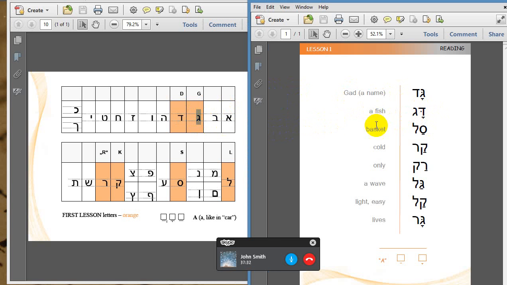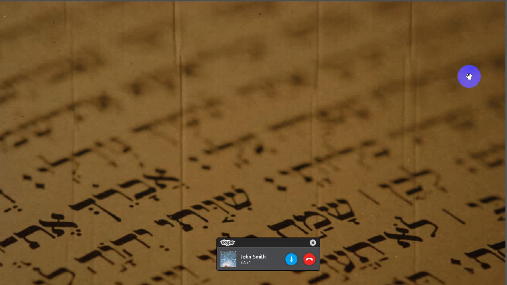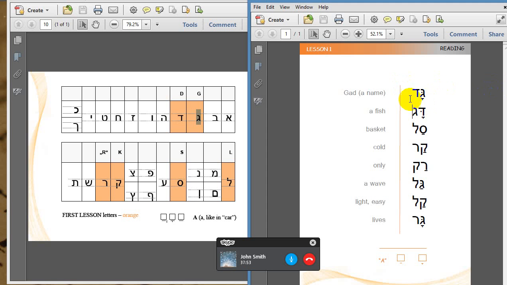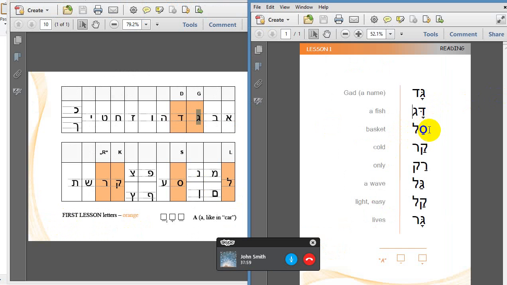Dag means a fish. Now, how do you say it is a big fish? Remember? It is ze, big, gadol. But then we have to put first the fish and then the big. So ze, fish, how was the fish? Remember? Ze, dag. How do we say big? Gadol. Ze dag gadol. It's a big fish.